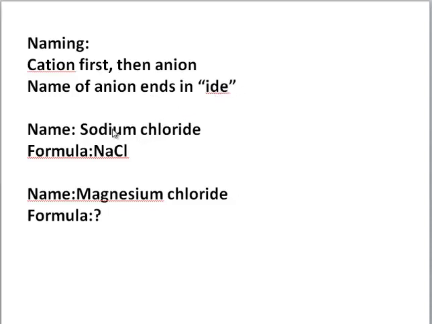So, for example, sodium chloride is an ionic compound. You could tell it's ionic because it includes the metal sodium. It has a formula NaCl, 1 positive charge to 1 negative charge. Magnesium chloride is an ionic compound because it contains the metal magnesium and the nonmetal chlorine. Attempt to write its formula down before looking at its example further on in the presentation.